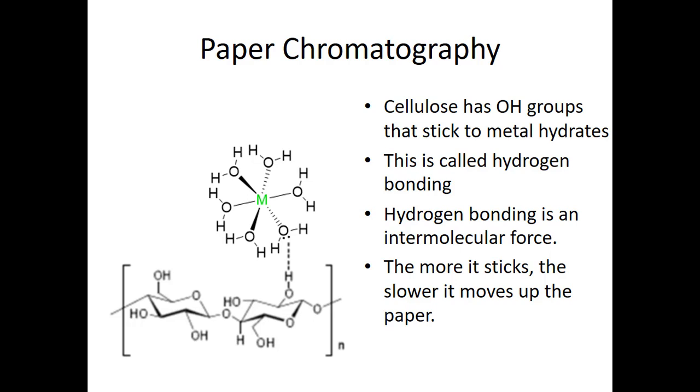All right. One of the things to remember for any compound is that if it sticks better to the chromatography paper, if it adheres better, then it's going to move up the paper more slowly. And so we expect that if it's a metal hydrate, it's going to move up the chromatography paper a lot slower, and it's going to have a lower RF value than something that does not stick to the paper as well.